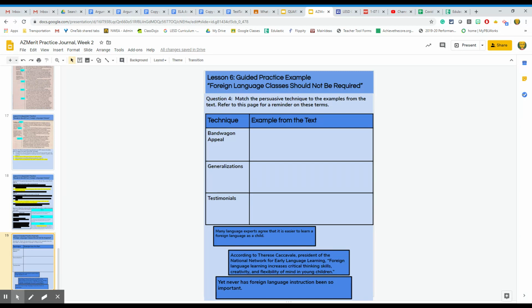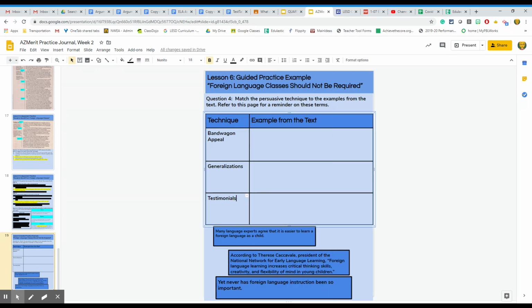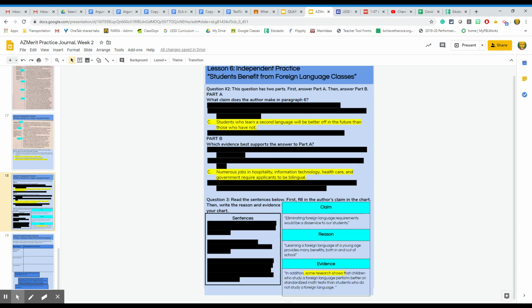Question 4. Match the persuasive technique to the examples from the text. Refer to this page for a reminder on these terms. And we have our 3 techniques here that we're going to find examples of. Bandwagon appeal, generalizations, and testimonials. Remember, I'm going to start with testimonials because I do generally find them the easiest to pick up. So, a testimonial is a statement from an expert or a celebrity.